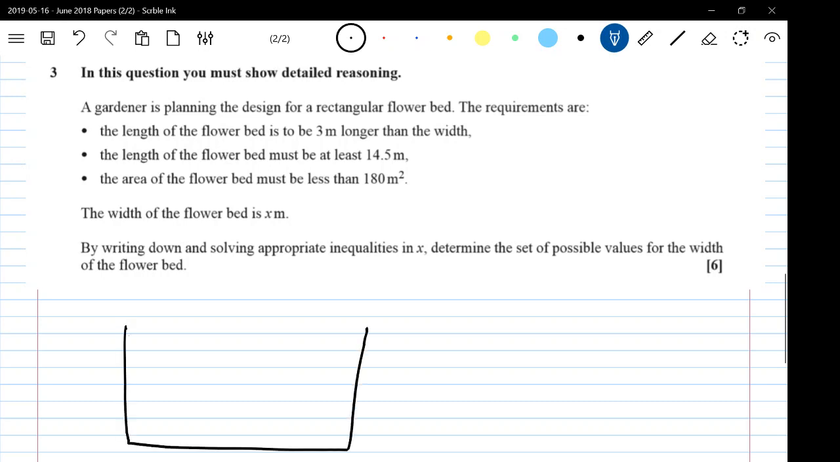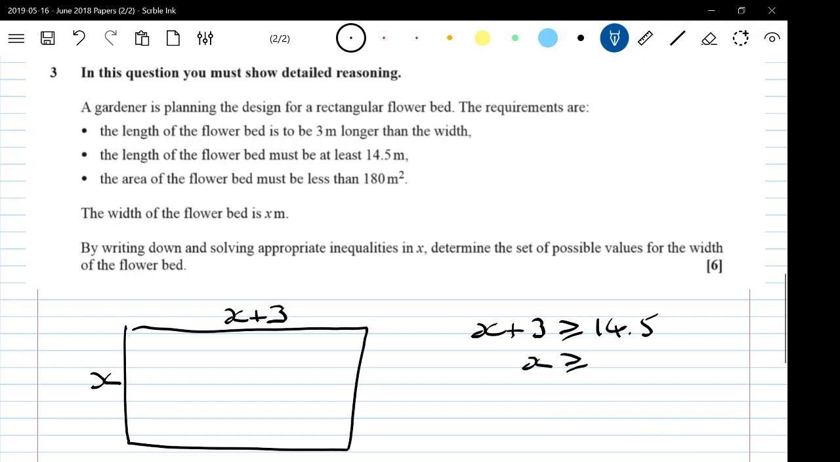We've got a rectangular flower bed. The length is 3 meters longer than the width. And the length must be at least 14.5 meters. So x plus 3 has to be greater than or equal to 14.5. That gives me x has to be greater than or equal to 11.5. So we've got something to go on straight away.